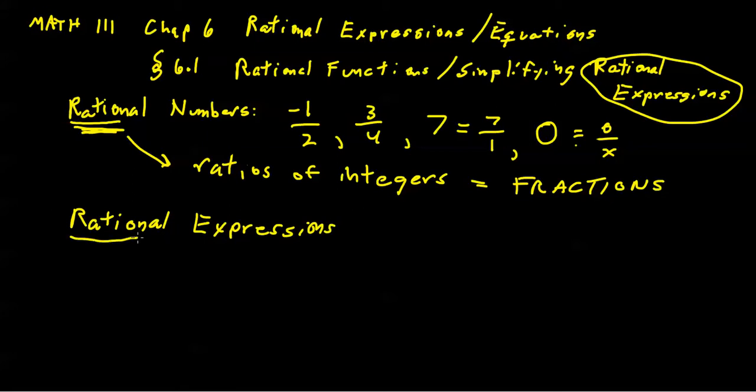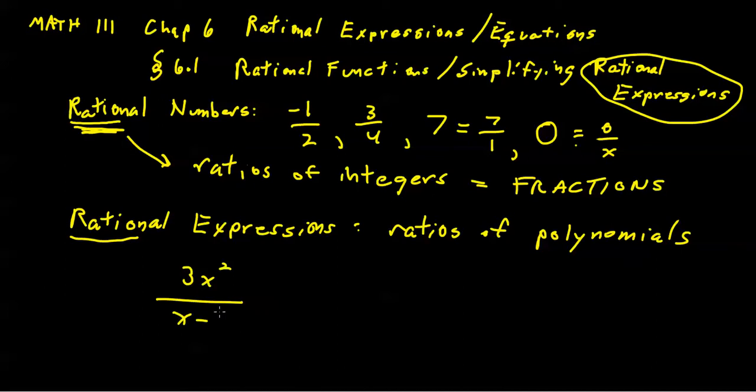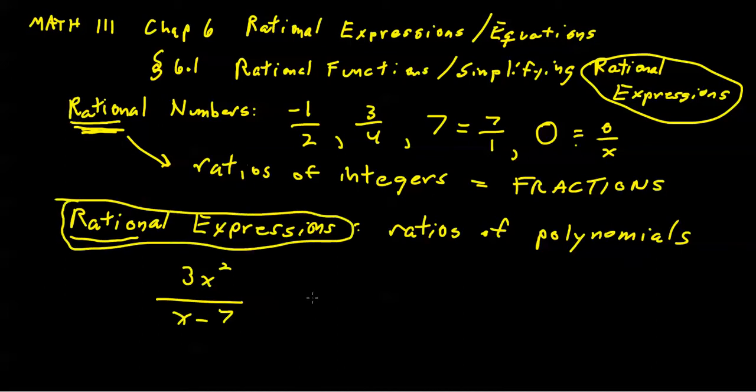Again, the word ratio is embedded in the word rational. Rational expressions are nothing more than ratios of polynomials. Some people call them algebraic fractions. For example, 3x squared over x minus 7 is a rational expression. It's a ratio of expressions of a variable in the form of polynomials.